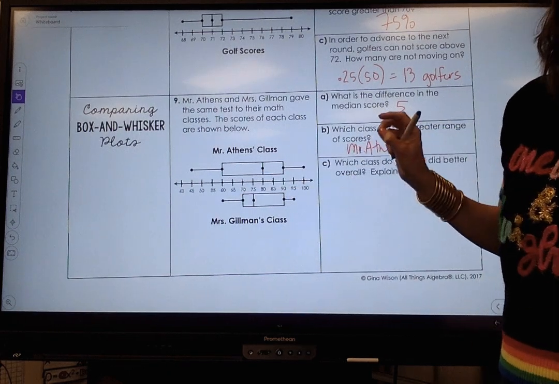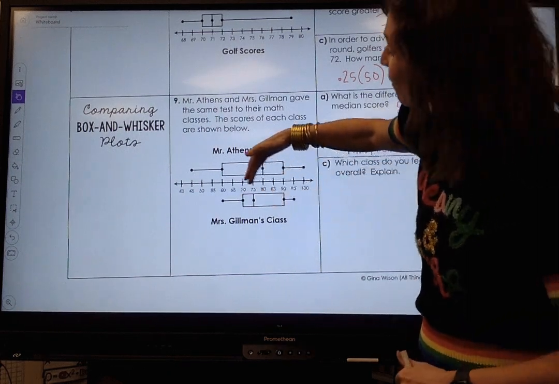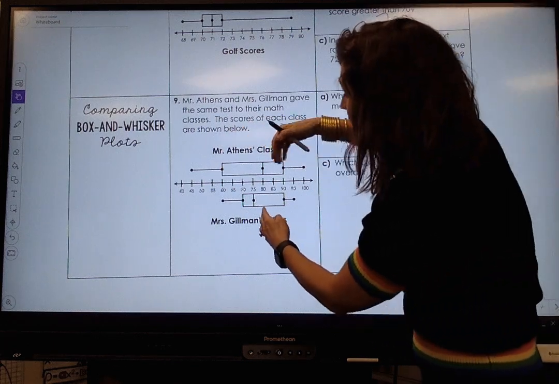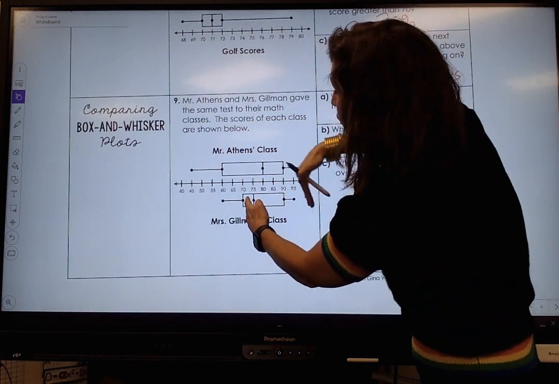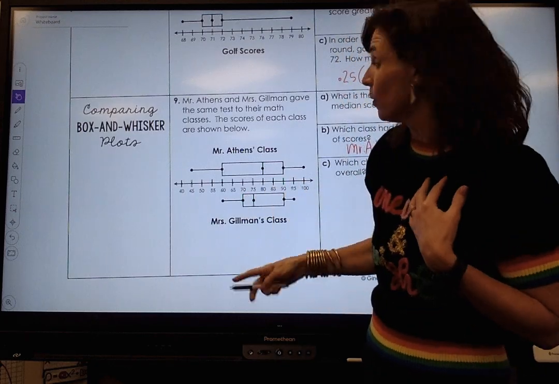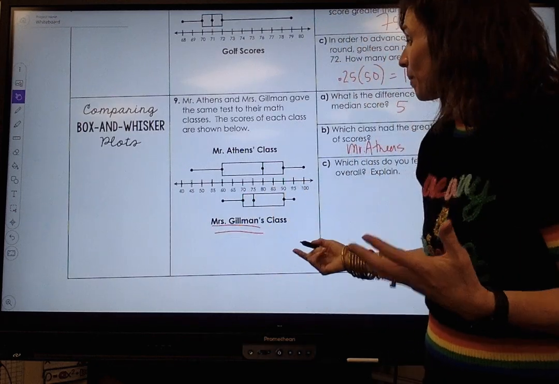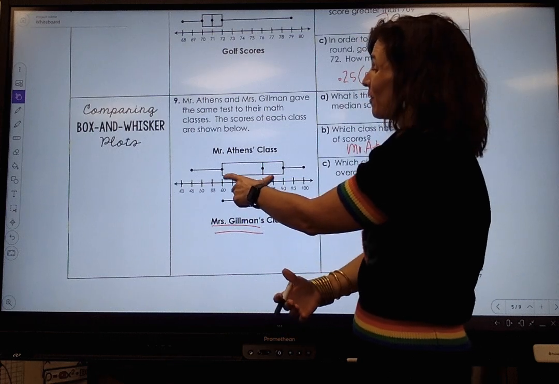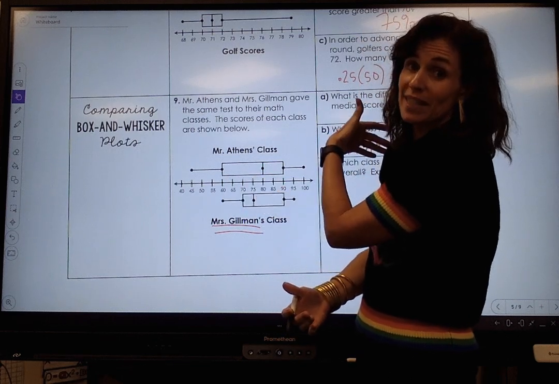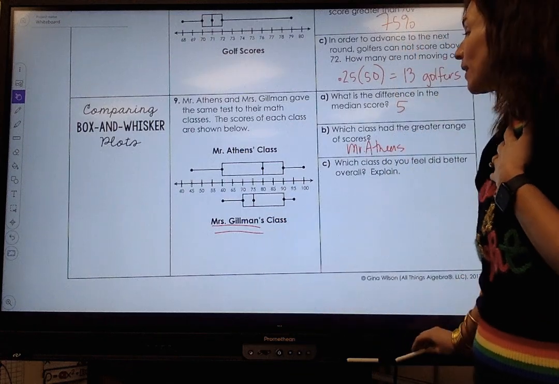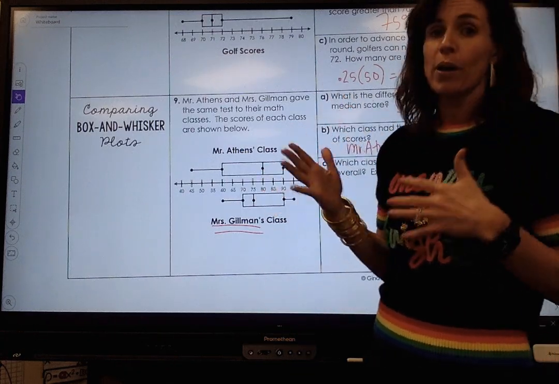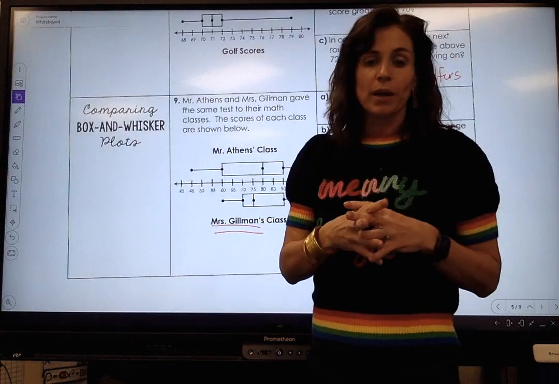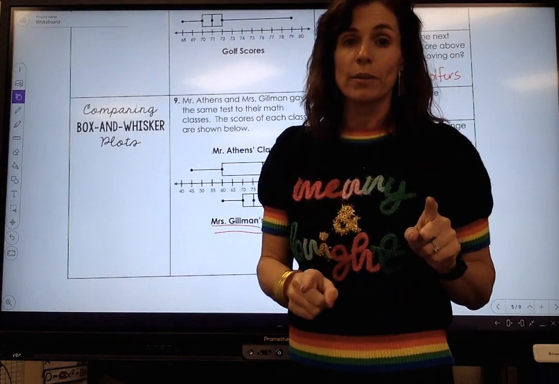And so Mr. Athens' class only had 75% score greater than 60. But Mr. Gilman's 75% scored greater than 70. So I would argue that Mr. Gilman's class had the better score because 75% of his students are scoring above a 70, whereas 75% of Athens' class is scoring above a 60. So I would argue that Gilman's class did better, but if you have a better argument, you could argue against me as well. Okay, so that's your box and whiskers plot. If you're struggling with that, come and see me.